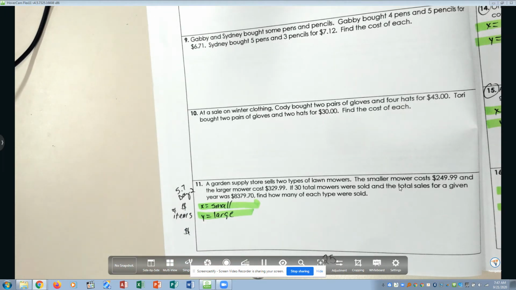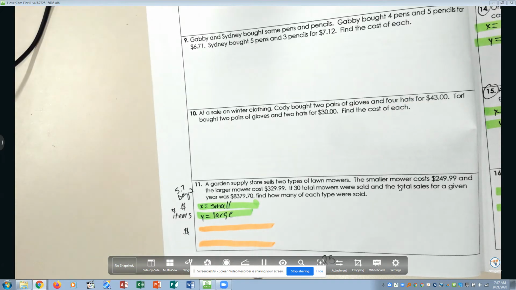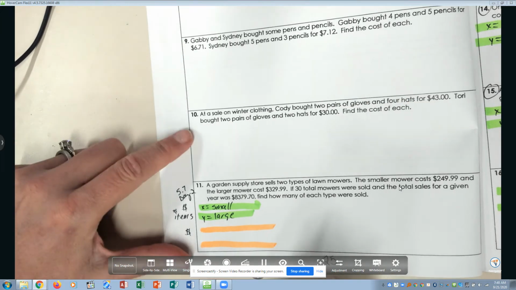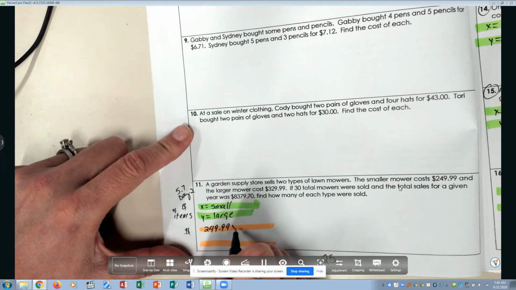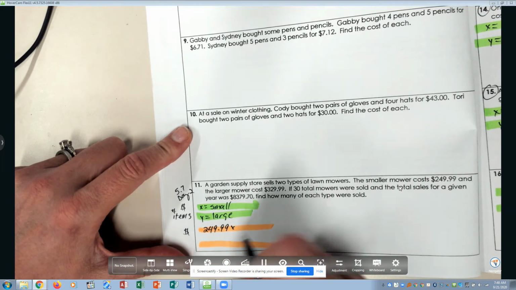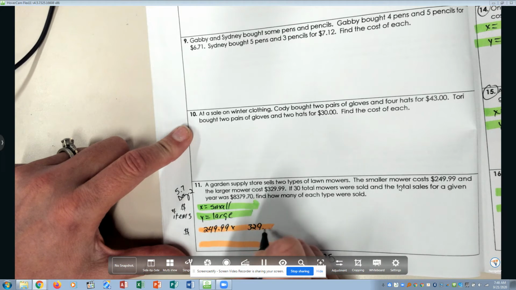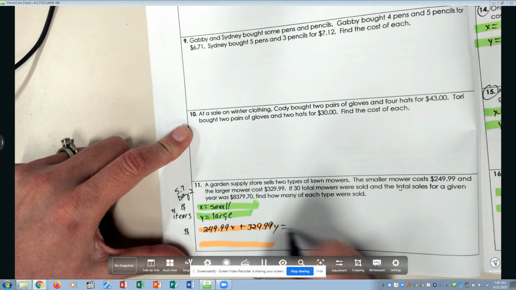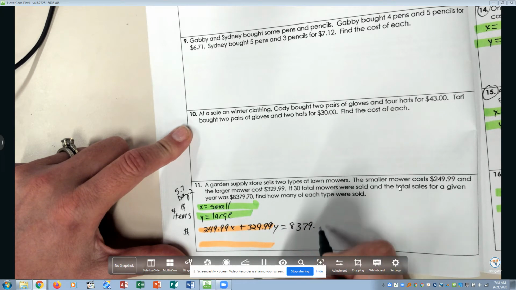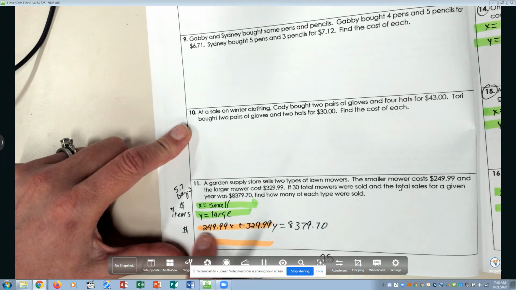In our money equation, so these will be system equations, we know that each small mower costs $249.99, so $249.99 per small mower. That's what this represents. And then each large mower costs $329.99 per large mower. And together, the total sales was $8,379.70. So notice how everything in this equation has to do with money.